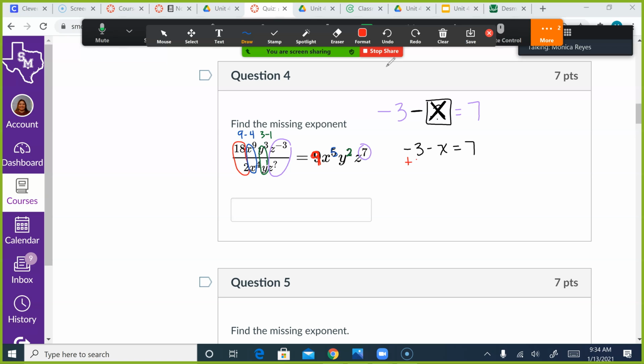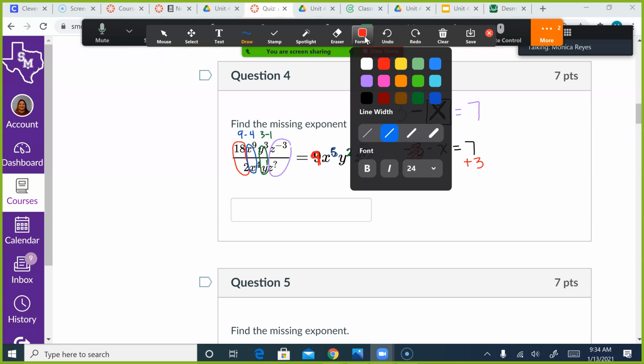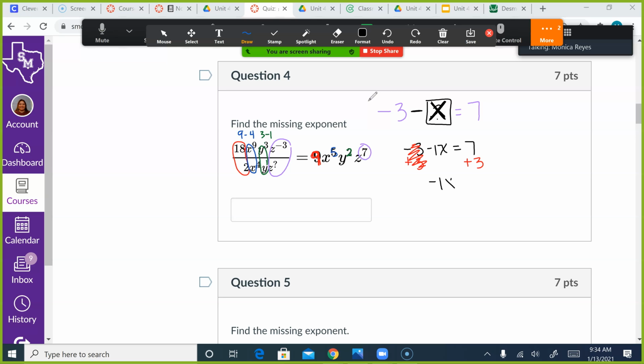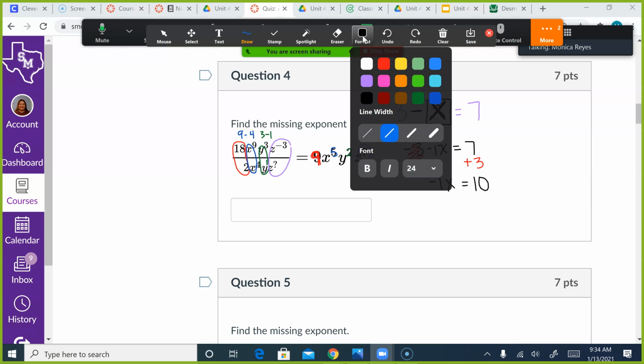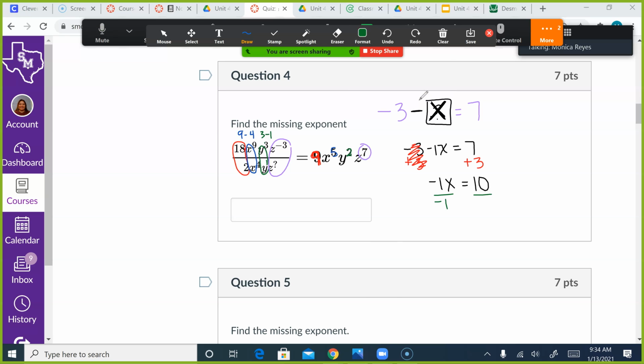So I'm going to add 3 to the 7. So I get negative 1x equals 10. Then divide by negative 1, and x would be negative 10. So that would be the missing exponent that I would need, negative 10 here. That would be the missing exponent that I need to make negative 7. And again, you can check it. Negative 3 minus, because I'm subtracting, negative 10.